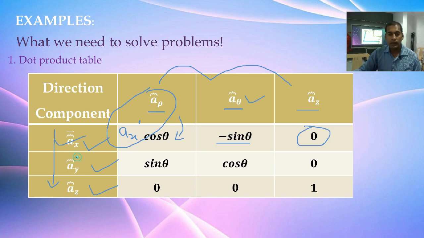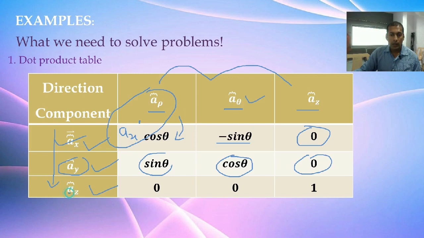Third one, AY cap dot product with AR cap gives sin theta. AY and A theta will give cos theta. AY and AZ will give 0. Then AZ cap with AR cap will give 0. With theta also it will give 0. But the dot product of a similar unit vector is always 1. So this we have to remember.